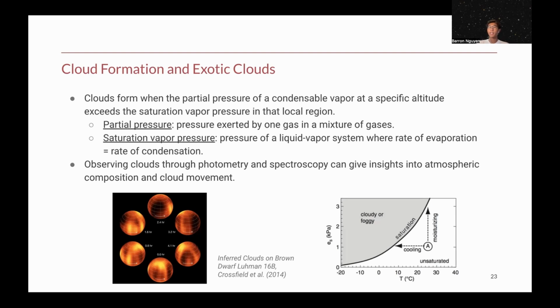For a mixture of gases, for example, if there are equal parts hydrogen, water and carbon dioxide, then the partial pressure would be half of the total pressure for water and for carbon dioxide, for example. So it's when the partial pressure in a certain area exceeds that saturation vapor pressure point that it condenses. That's all it's saying for cloud formation to happen. And clouds are important because we can observe them through photometry, which is basically the amount of light we receive from a star, and spectroscopy, splitting that light into wavelengths. They can give us insights into atmospheric composition and cloud movement.